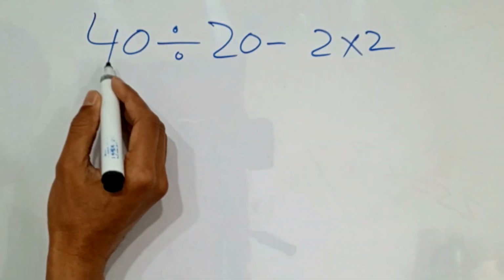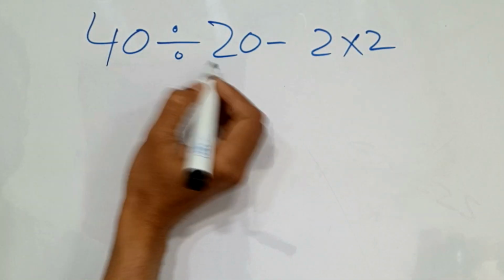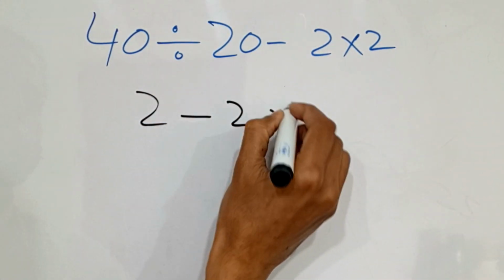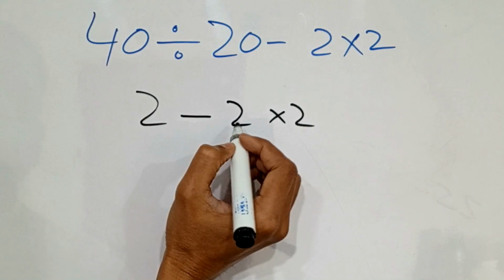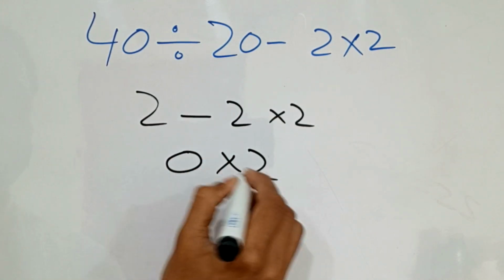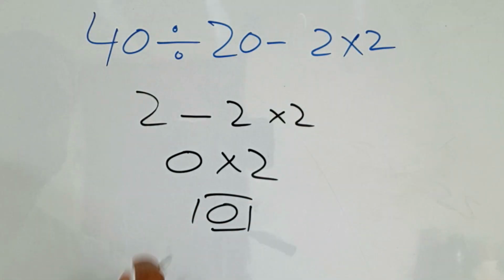Hey guys, can you solve 40 divided by 20 minus 2 times 2? 40 divided by 20 equals 2, right? Minus 2 times 2. Now 2 minus 2 equals 0 times 2. Now 0 times 2 equals 0. But this is wrong. Why?